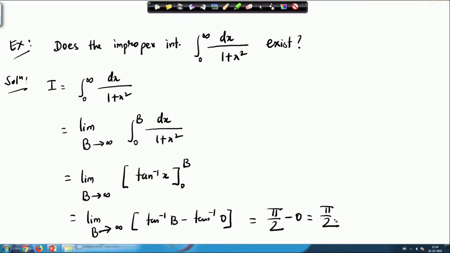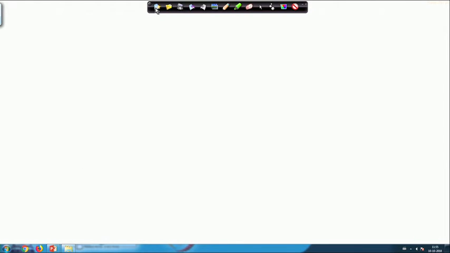And therefore, this improper integral converges, or it exists. So, from here we can say that I exists, or I is convergent. All right. So, this was a fairly simple example to verify.